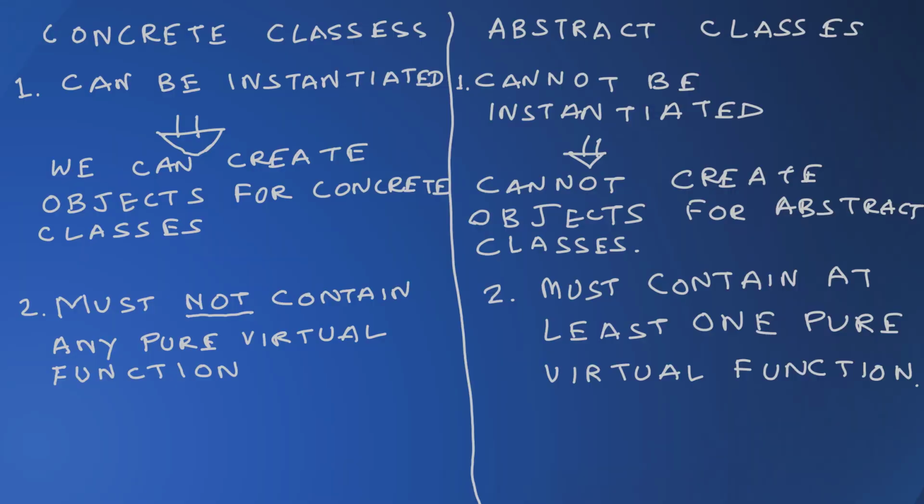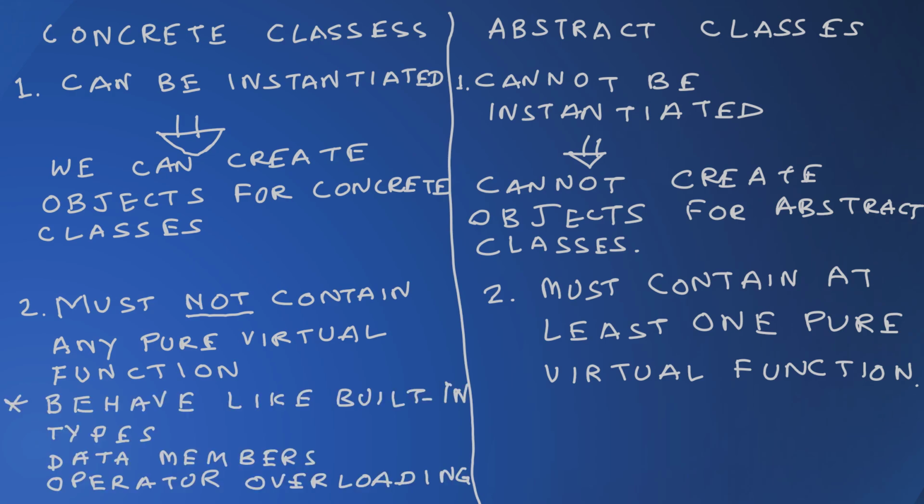Concrete classes must not contain any pure virtual function. Abstract classes must have at least one pure virtual function. So abstract classes have to be subclassed and the pure virtual function needs to be implemented in the derived class.